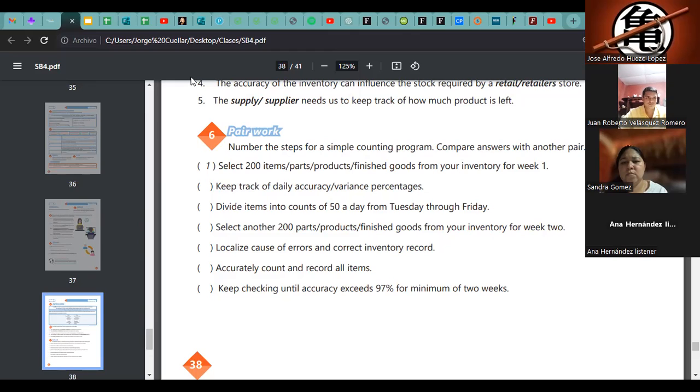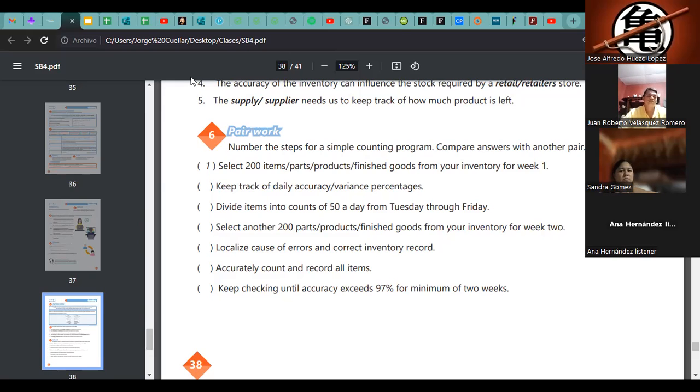And then it could be, let me just check, keep track of daily accuracy variance percentages. Very good. Keep checking until accuracy. The other one is localize cause of errors and correct inventory record. And the last one, keep checking until accuracy exceeds 90% for a minimum of 2 weeks.